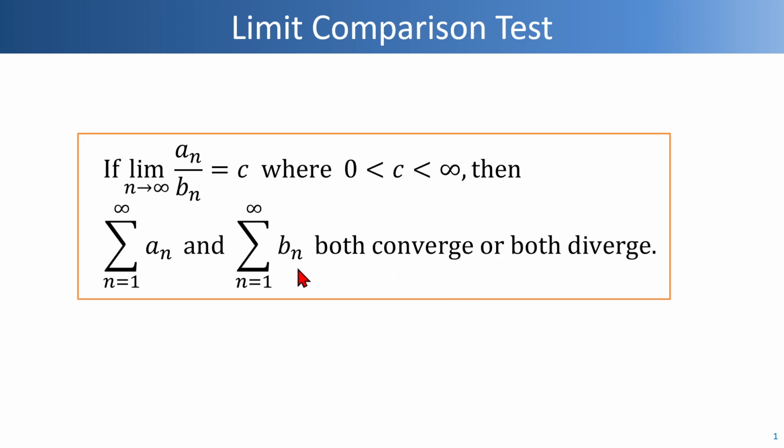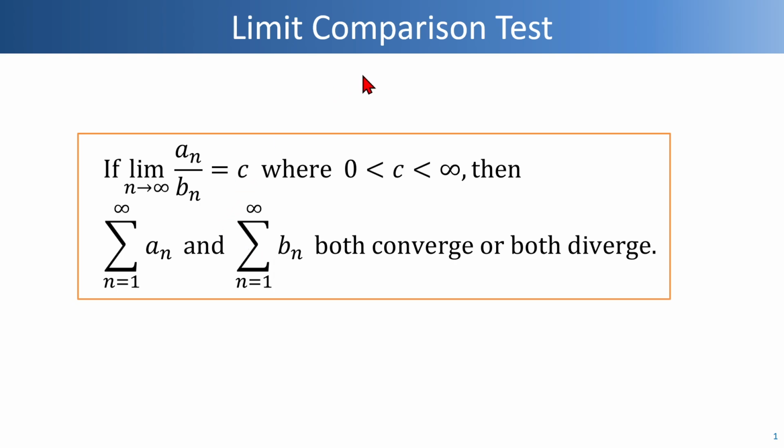The limit comparison test is a test for deciding whether or not a given series converges or diverges, and you do it by comparing it with a series that you do know whether it converges or diverges. So the actual way it works is you take the limit as n goes to infinity of the ratio of the terms. If that limit ends up being a number c that is finite and positive, in particular not zero, then these two series are going to either both converge or both diverge. They're going to behave in the same way.